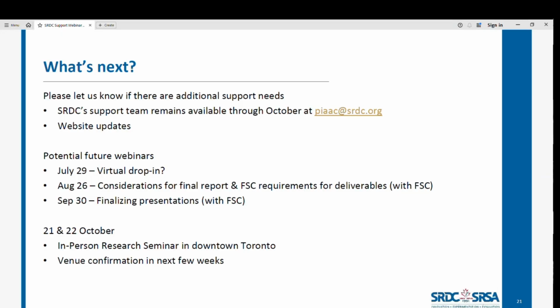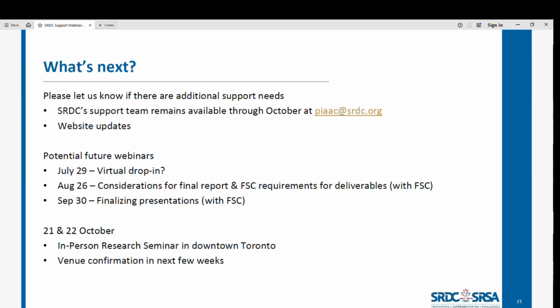And we do remain available for really any kind of support through October that is needed for doing analysis with the PIAC data sets. And the first port of call would always be our email, piac@srdc.org, with any kind of request. It's a very good triage for us to work out what is arising from multiple teams, and therefore potentially could be of use in a website update or in a webinar.